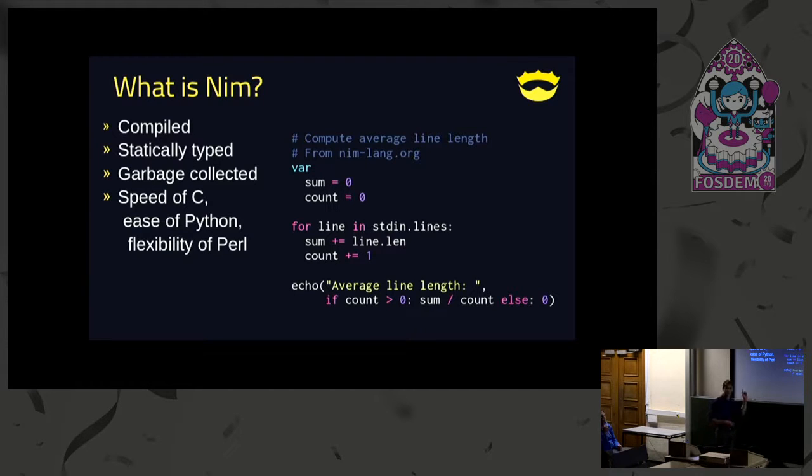I also included here a quote that I had last year. The speed of C, ease of Python, and flexibility of Perl. I thought this was something that Andreas said, the creator of NIM. Apparently not. And now I've seen it attributed to me in other presentations. So apparently that's a quote of my own.